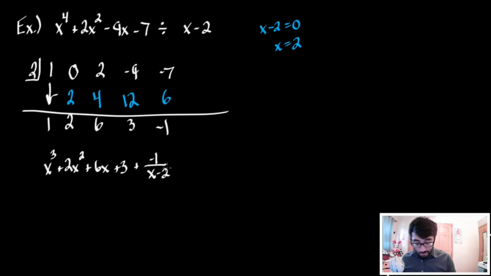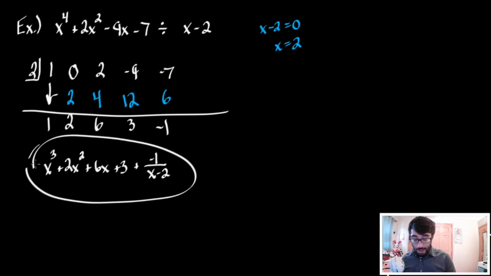Remember, the remainder always goes over what we divided by. And just so you know, you could have plus and then a negative 1 in your numerator, or you can just change that plus to a minus sign and have that as a positive 1 in the numerator. Both would be completely acceptable, and that is our final answer.